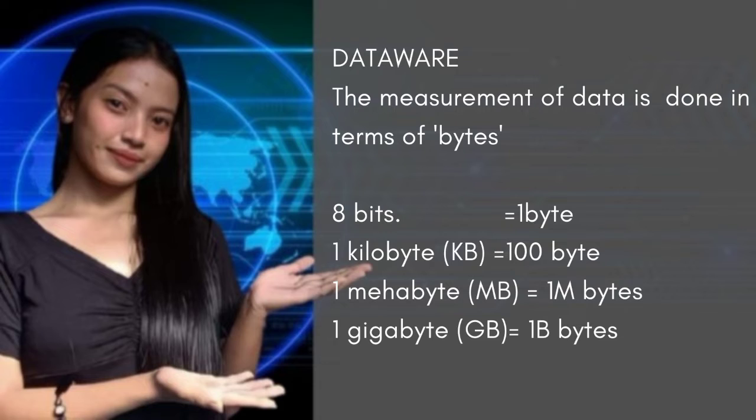8 bits is equal to 1 byte. 1 kilobyte is approximately 1000 bytes. 1 megabyte is approximately 1 million bytes. And finally, 1 gigabyte is approximately 1 billion bytes.